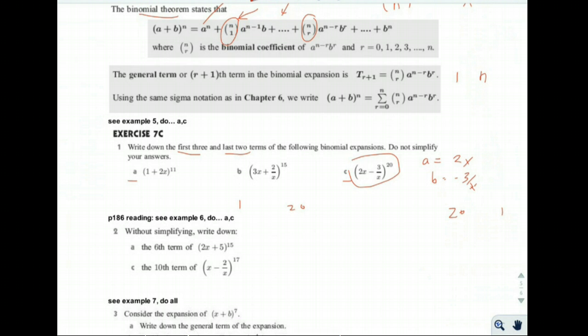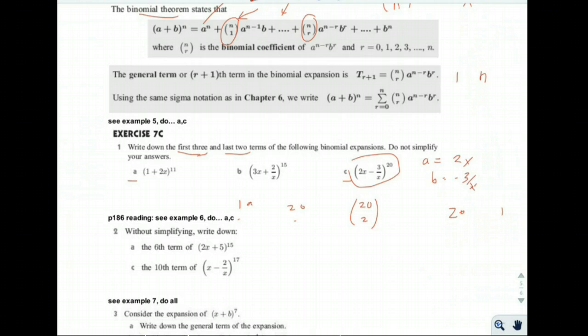The third term, it asks us to find the first 3 terms. The third term's coefficient can be found using the formula with n equals 20 and r equals 2, remember, because this is r equals 0, r equals 1, r equals 2. That's 20 choose 2. And then what about the a and b powers?